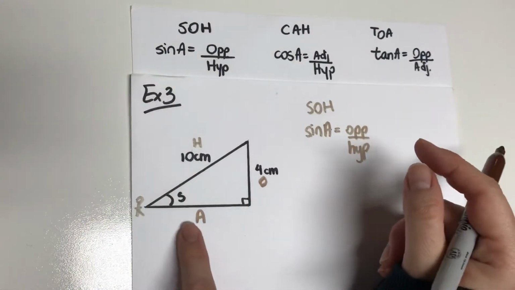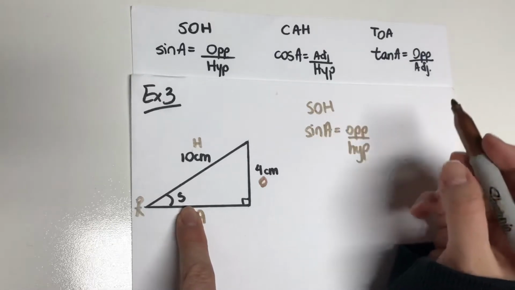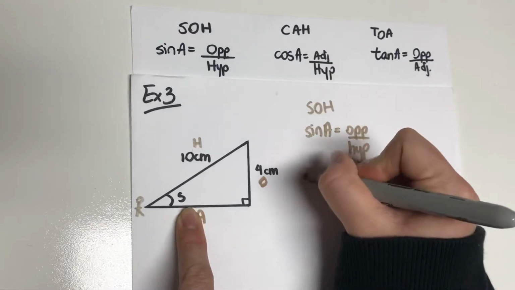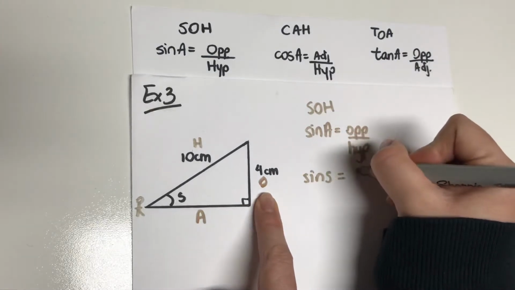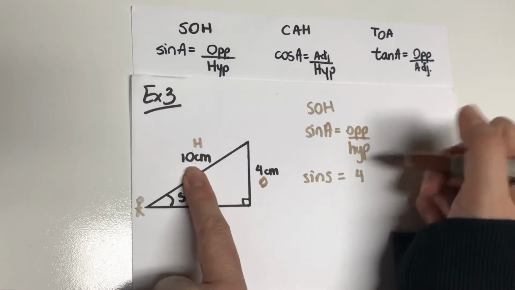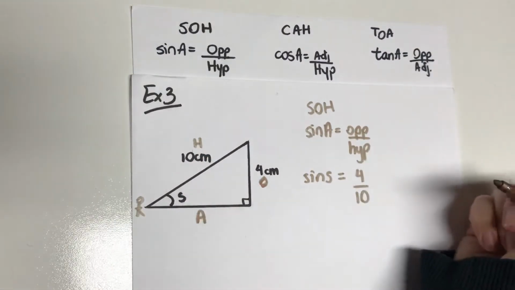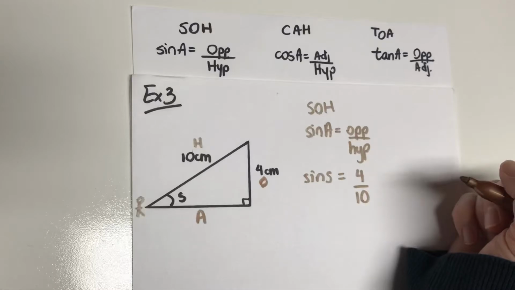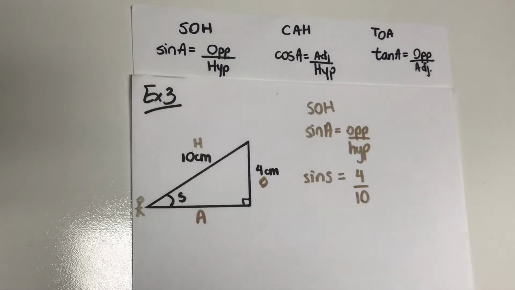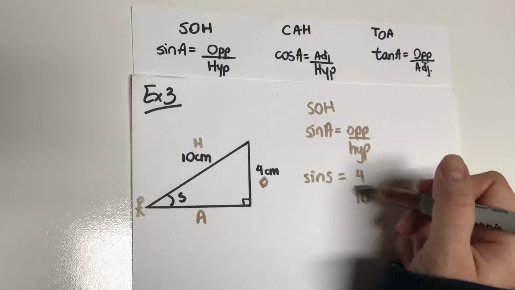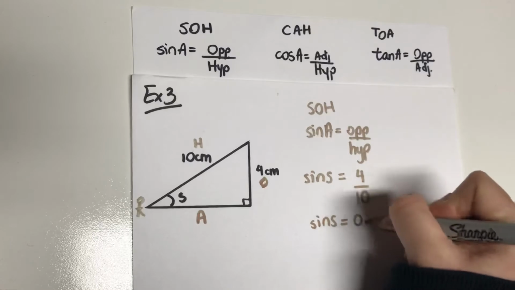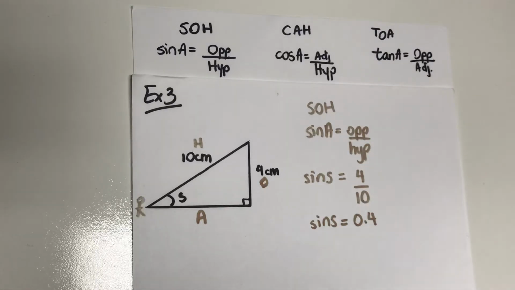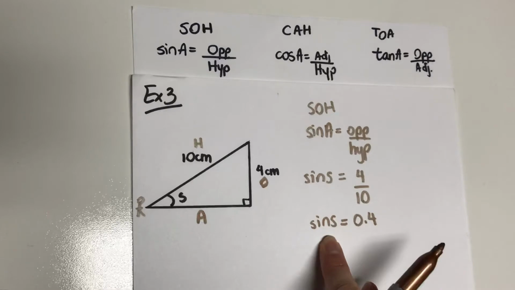And then I'm going to substitute. So I don't know my angle. I'm using the variable s over here. So I'm going to say sine s is equal to, the opposite side is 4 and the hypotenuse is 10. And now this looks very similar to some of the questions that you saw earlier. I'm going to simplify this and I'm going to say sine s is equal to 4 divided by 10 is 0.4.